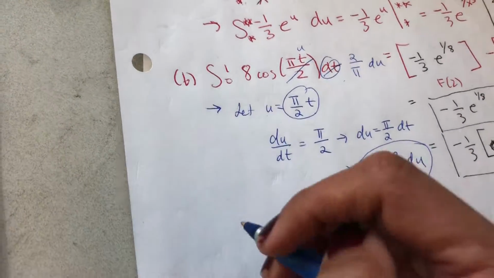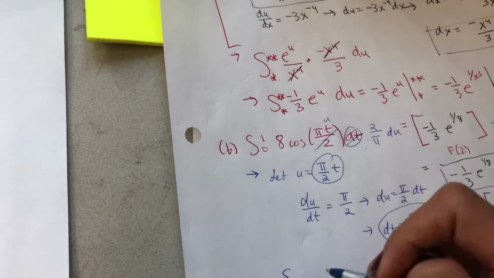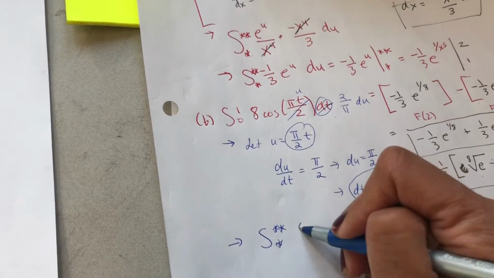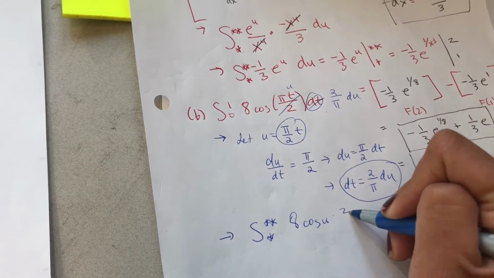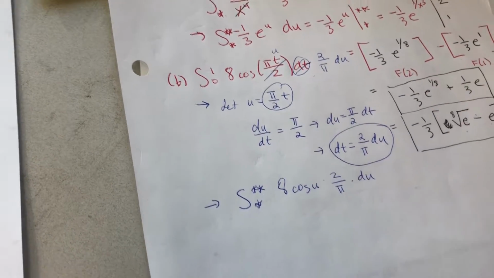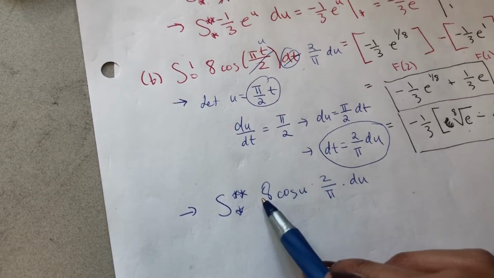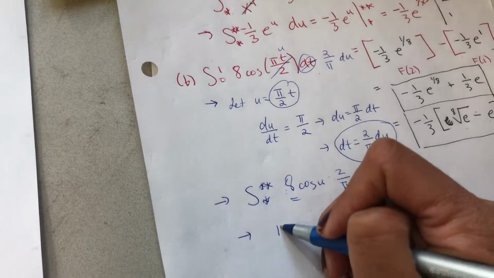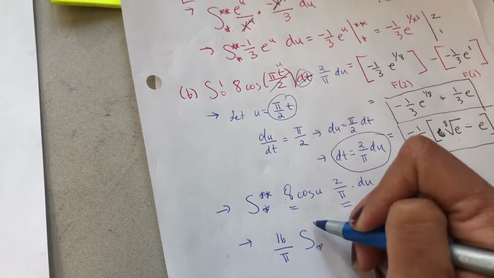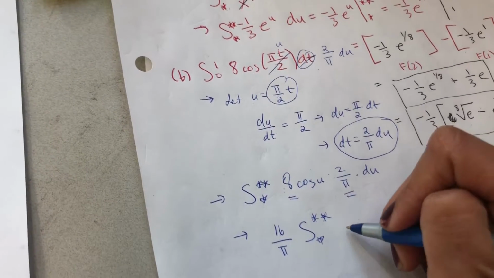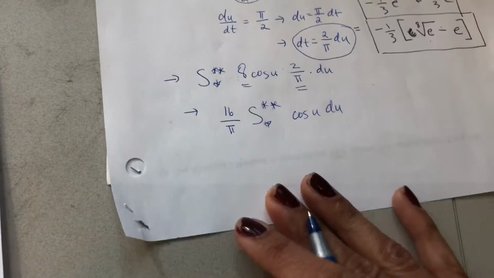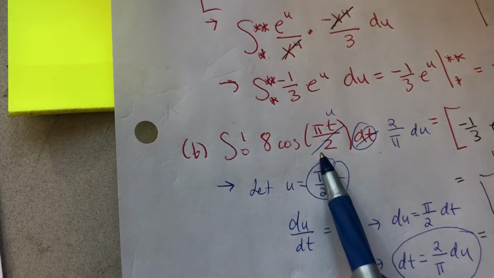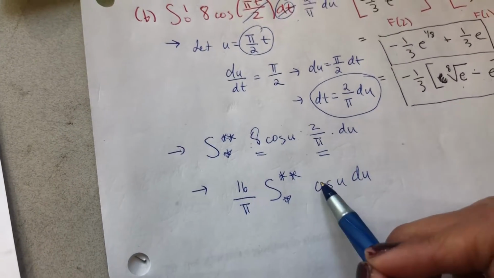Just to make this a little bit neater, I'm going to have the integral, and I'm going to put star and double star as placeholders for the bounds. So I'm going to get 8 cosine u times 2 over pi times du. Notice 8 and 2 over pi are merely constants, so I'm going to bring that out in the front. So I have 16 over pi times the integral with placeholder star and double star of cosine u du. And what do you know? Cosine u is way simpler to find the antiderivative of than that ugly looking thing up there.